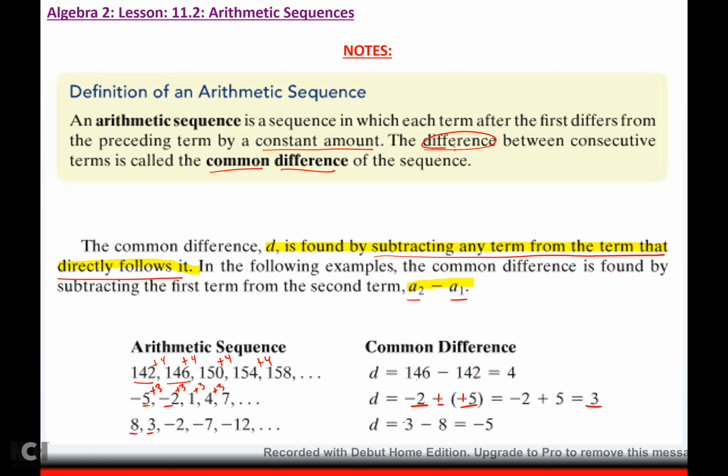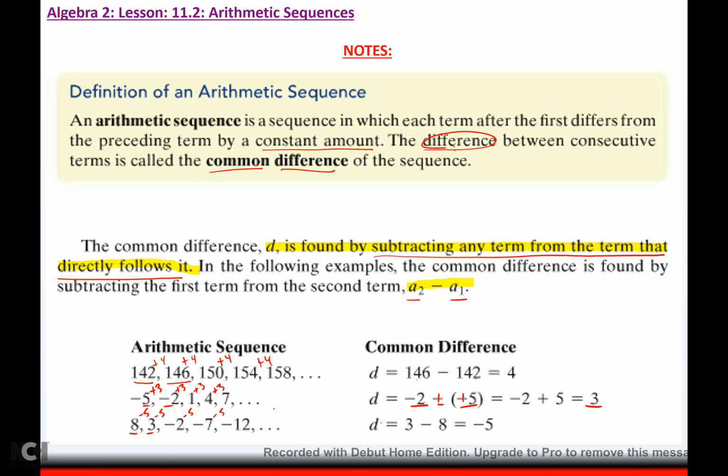Okay, these two, 3 minus 8 would be -5. This one is decreasing, so they're subtracting 5 every time. 8 minus 5 is 3. 3 minus 5 is -2. -2 minus 5 is -7. -7 minus 5 is -12.